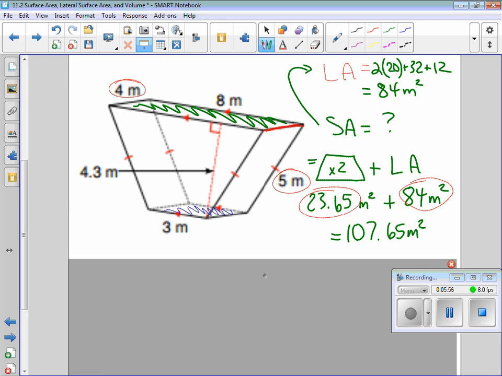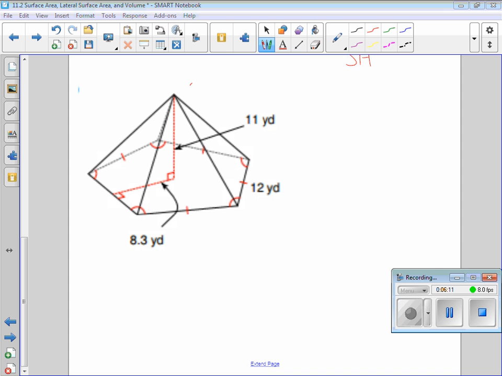Now I found it in chunks, but we could simply have found each piece and just added them up. Make sure that when you're looking at a shape like this, you can actually count the number of sides and then just find the area of each side and add them up. But let's look at doing some of these with the formula. Let's take a look at this problem here.